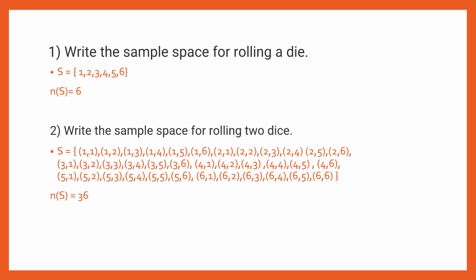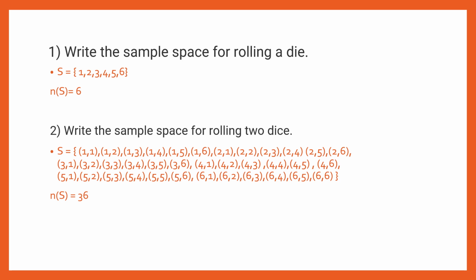Let's see this first example. Write the sample space for rolling a die. We all know a dice. We have to find out the sample space for this experiment. The experiment is rolling a dice.